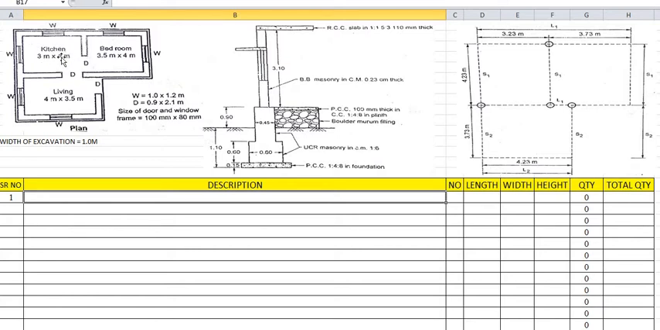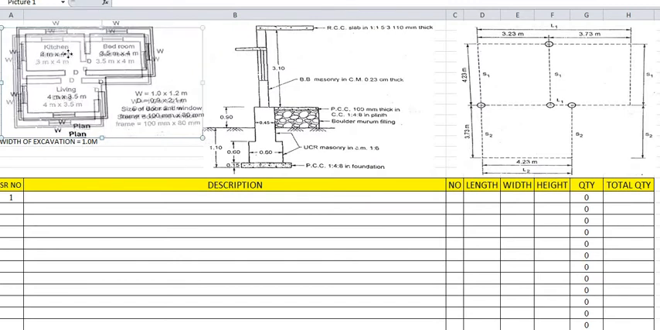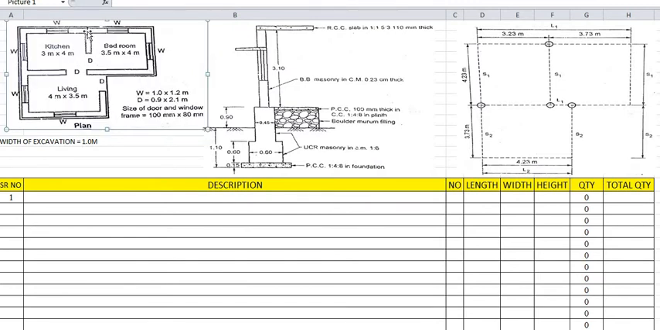So 4 meters is the inner to inner dimension. Here the width of the kitchen has been mentioned as 4 meters, so 4 meters is inner to inner dimensions. Inner to inner dimensions plus half width at top and half width at bottom, that is 4.23. So here we have drawn the center line plan, that is 4.23. That means this line has been the same.